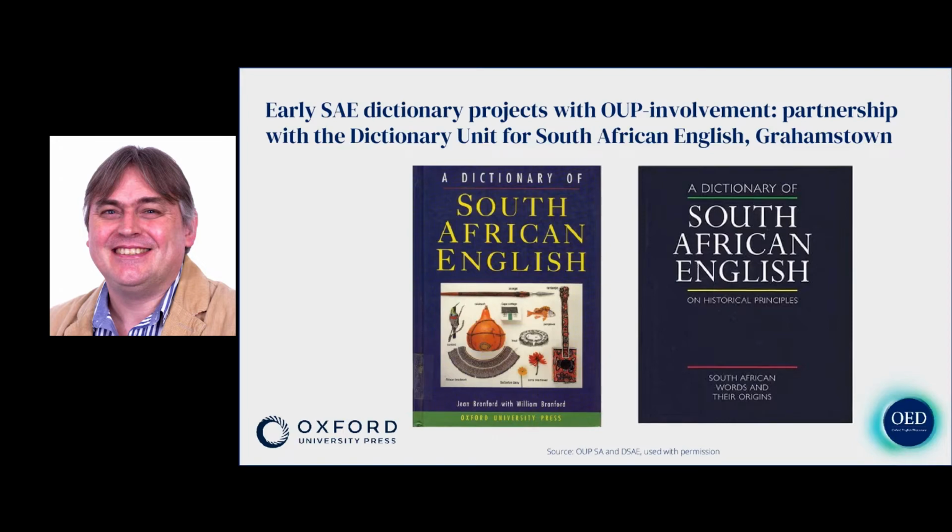As you can see, there was firstly the Dictionary of South African English published, and then a lot of work happened under successive editorial teams at the Dictionary Unit for South African English in Grahamstown at Rhodes University. And the result of that was a Dictionary of South African English on Historical Principles, which is still seen as the primary source for lexicographical research on South African English.